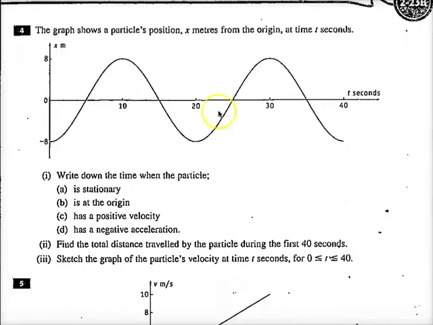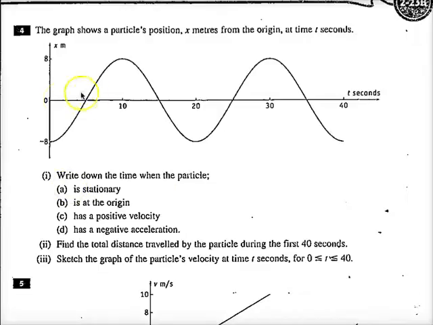Now for question 4, it says this graph shows the particle's position. So this is a displacement versus time graph. Write down the time when the particle's stationary. Now stationary will be when velocity is 0, and that's when dx/dt is 0, so it'll be stationary when the gradients are 0. At 10, 20, 30, and actually it'll be stationary at time 0 as well, and at 40 seconds.